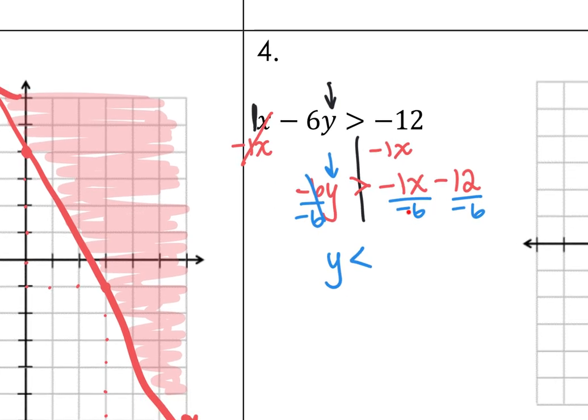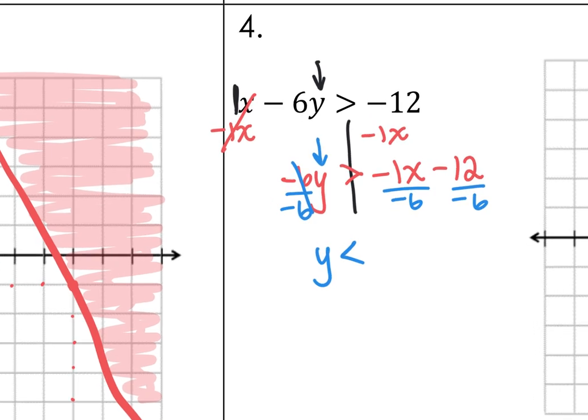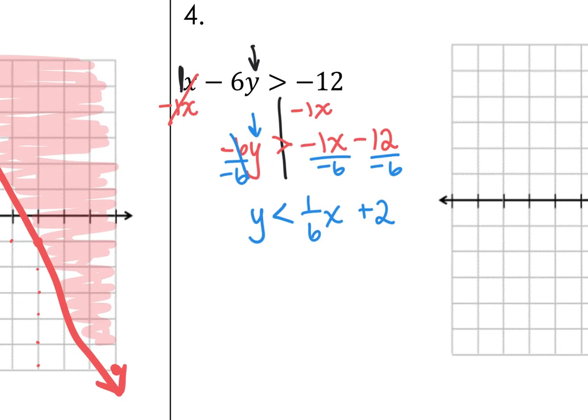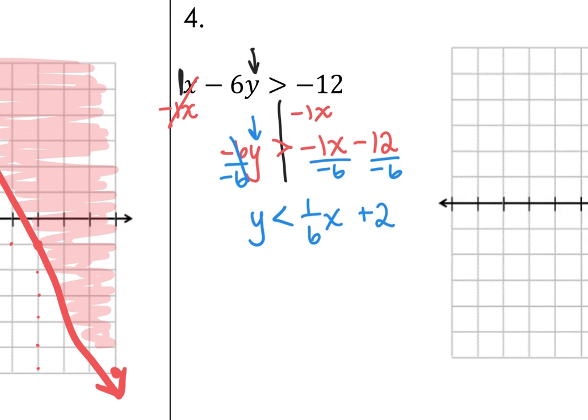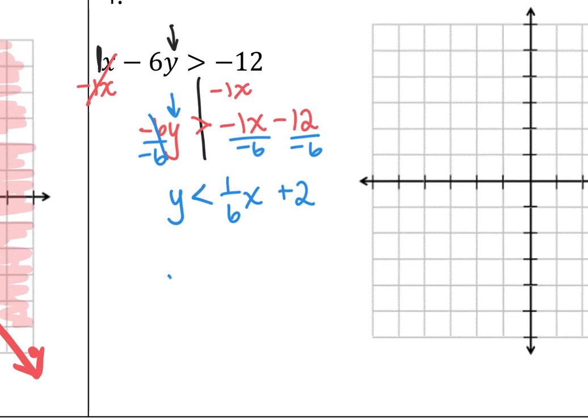And then we can go ahead and do this division. When you did negative 1 divided by negative 6, that simplifies to what? A positive 1 over 6. And then negative 12 divided by negative 6 is plus 2. Negative divided by a negative is a plus. Okay, so now here is our inequality in that y equals mx plus b form. Y is less than 1/6x plus 2. So m, the slope, is 1/6, and b, the y-intercept, is 2.